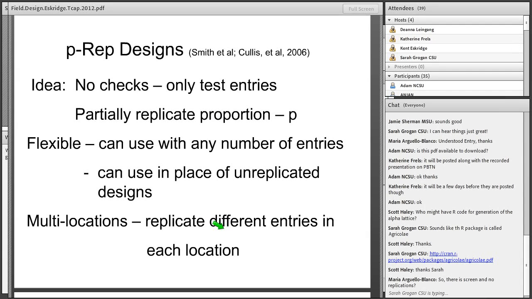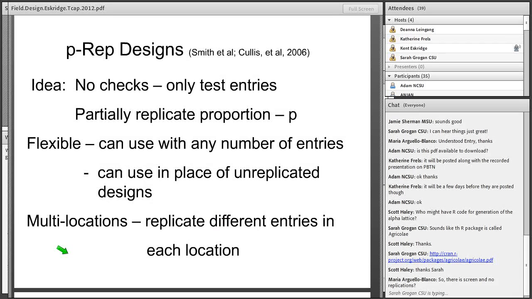There are some newer designs that people have proposed and been using recently that I've noticed, called PREP designs. As far as I can see, there's a paper by Smith and another paper by Cullis, a couple of people out of Australia. Some of you might know them. And I think they were the first ones to really talk about these designs, although my guess is that people have used these things over the years and just haven't formally talked about them.